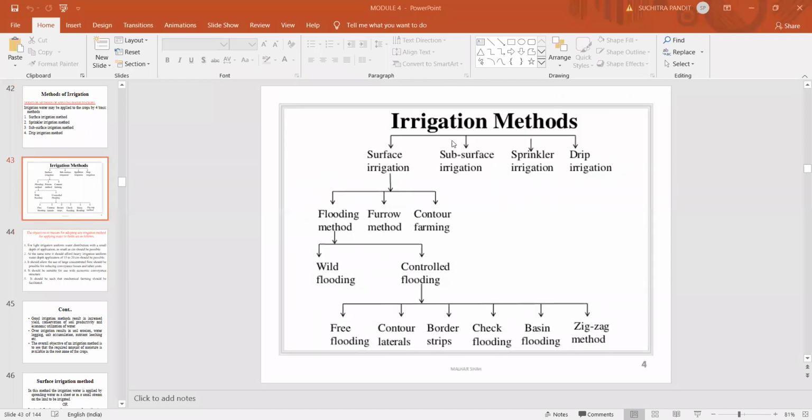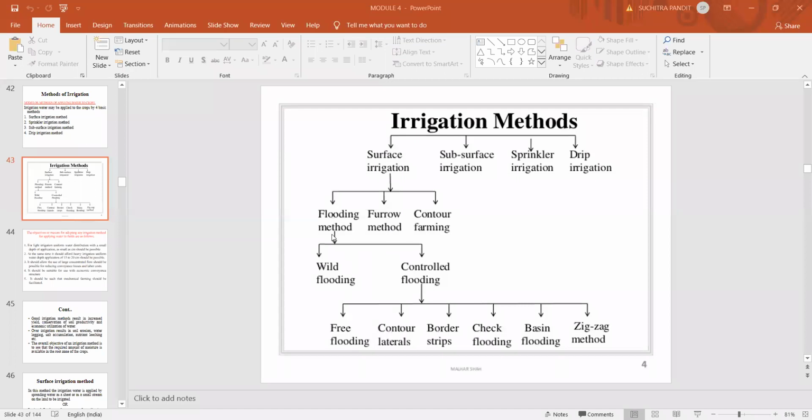Now, this is the flow chart. Irrigation methods are basically of four types. The first one is surface irrigation, the second is subsurface irrigation, the third is sprinkler irrigation, and the fourth is drip irrigation, also called drop by drop irrigation. Again, the surface irrigation method is subclassified into three types: the flooding method, the furrow method, and contour farming.